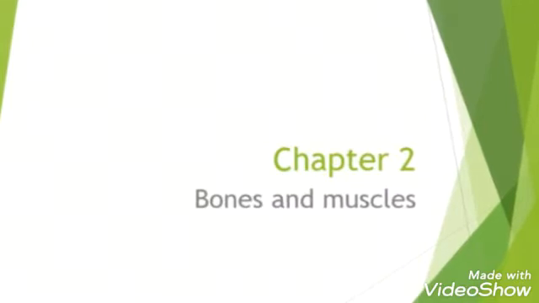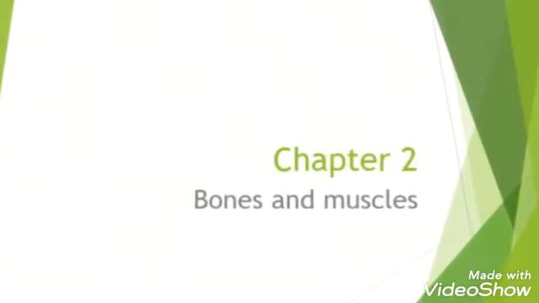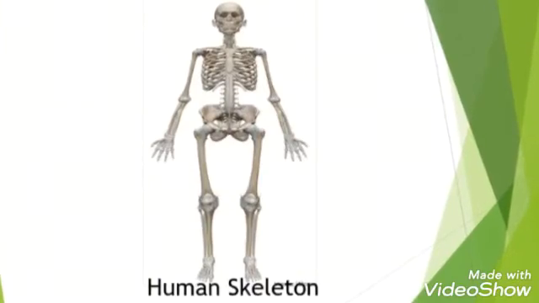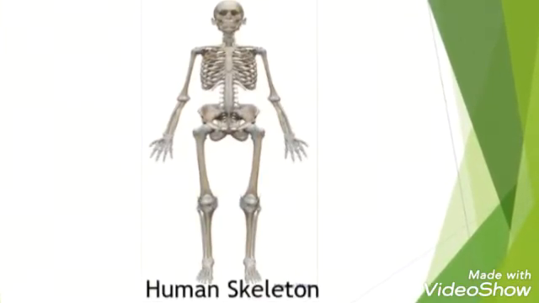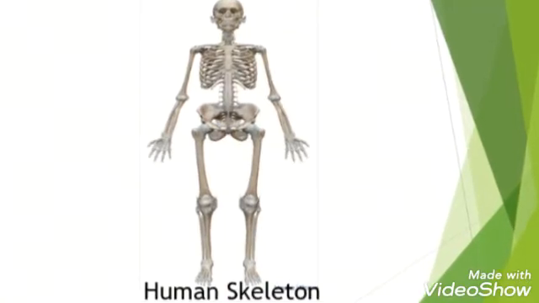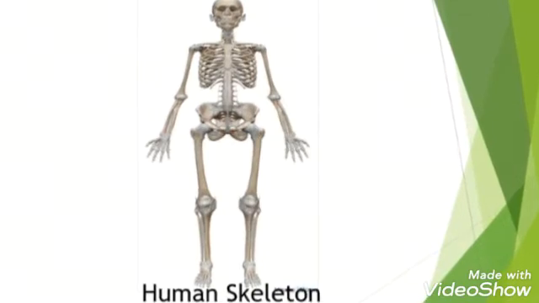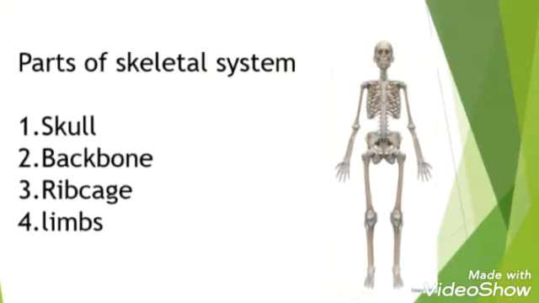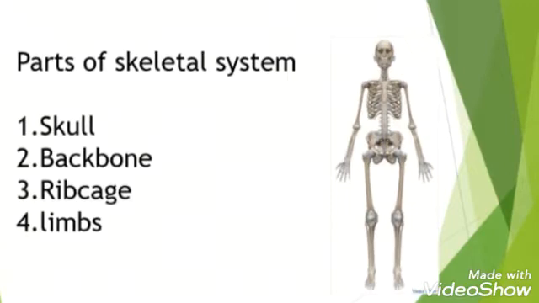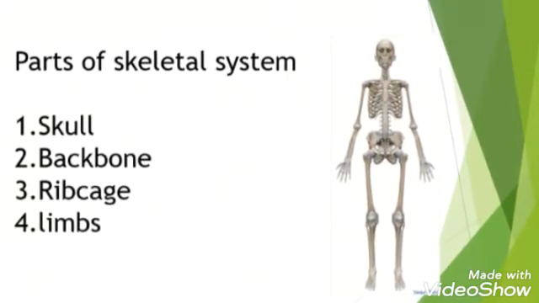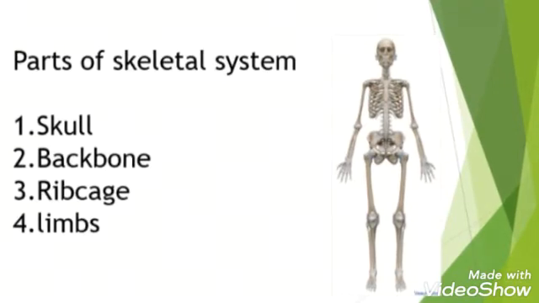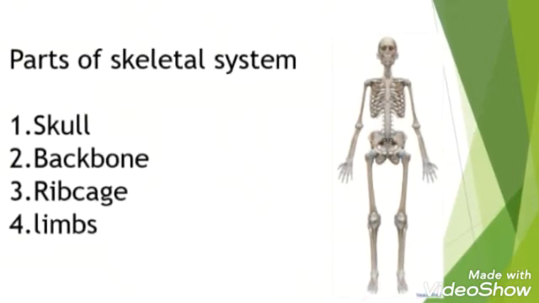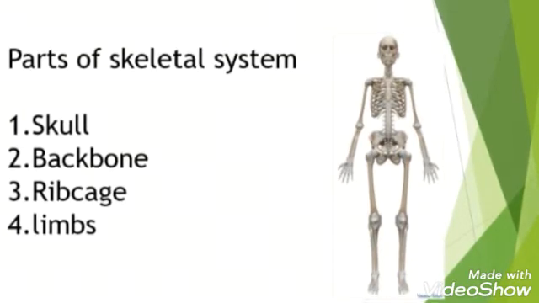In our previous class we have learnt about bones and today we are going to learn about skeletal system. So let's get started. What is this, students? Do you know? It is the bony structure of our body called the skeleton or skeletal system. Let's see the structure of skeletal system. Skeletal system is made up of skull, backbone, rib cage and limbs. They all are parts of skeletal system. And what are the functions of skeletal system? It provides protection, gives the body a proper shape and helps in its movement.